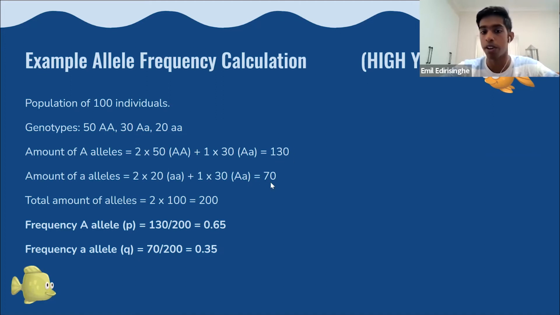So you get 130 and 70. You know that there are going to be 70 little a alleles out of 200 and 130 big A alleles out of 200. Then you get the frequency from those: 130 over 200, which is 0.65, and the frequency of the little a allele, which is 0.35.